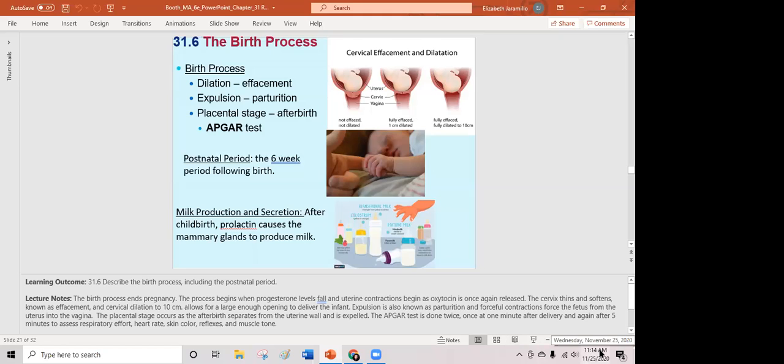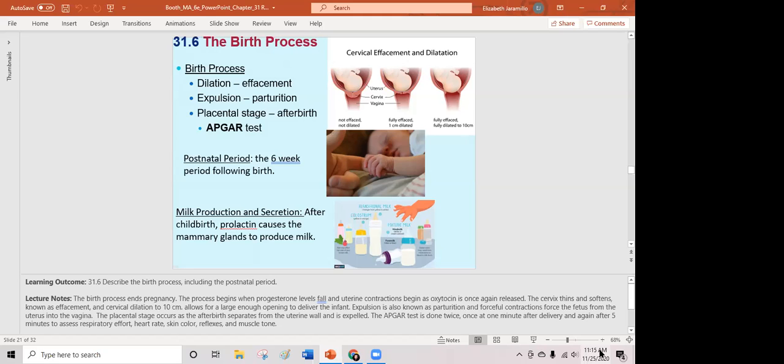So the birth process, this is going to be one of those objectives we talked about. The birth process ends pregnancy. Okay, the process begins when progesterone levels fall and the uterine contractions begin as oxytocin is once again released. The cervix thins out and softens. This is also called effacement. The cervical dilation to 10 centimeters has to happen, okay? And this allows for a large enough opening to actually deliver the infant.